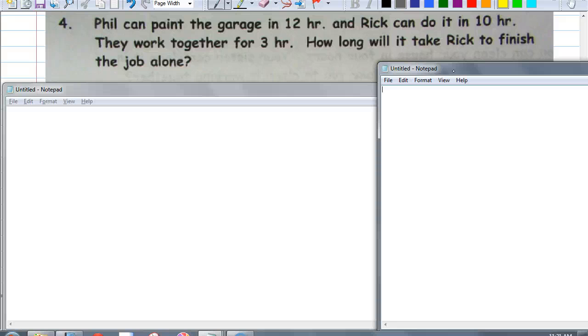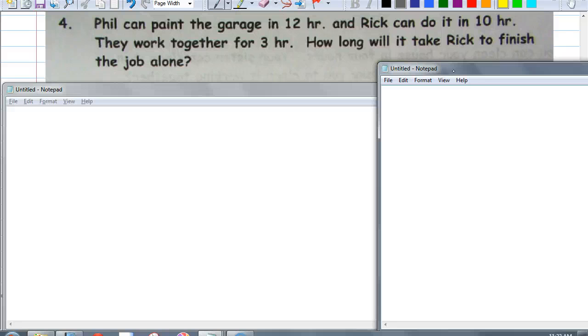There you go. Now, this one's a little bit different, isn't it? How is this different than the previous one? Judy? You want to find out how long it'll take to finish the job alone. Right. This time, what's our variable? Yes, Owen? How long will it take Rick to finish? Yeah, how long will it take Rick to finish the job alone?